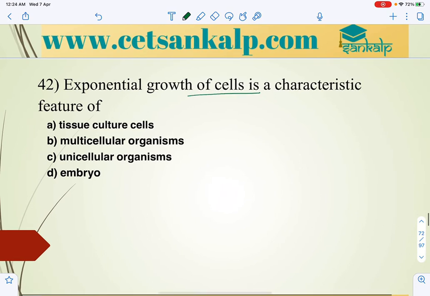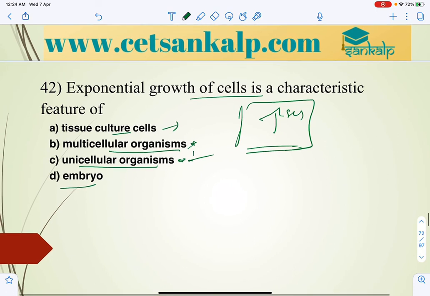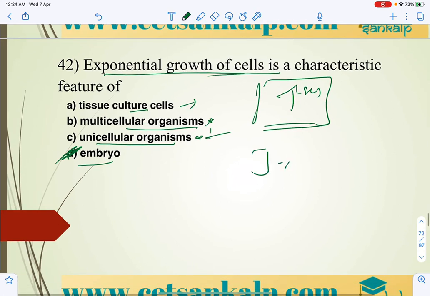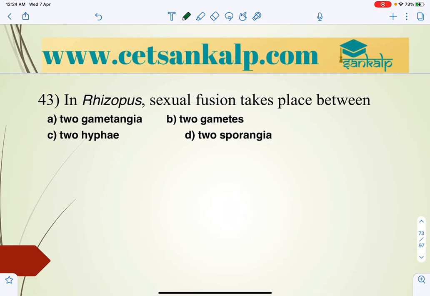Exponential growth means the cell number keeps on increasing, as in tissue culture that finally develops into a plant. In a multicellular organism, as in unicellular organisms, it reaches the final peak level. In the embryo, complete exponential growth of cells will be there. So that is what we call a J-shaped curve, the exponential curve. Next question.